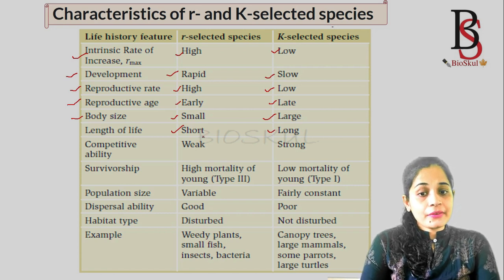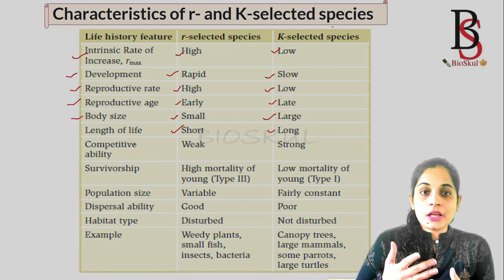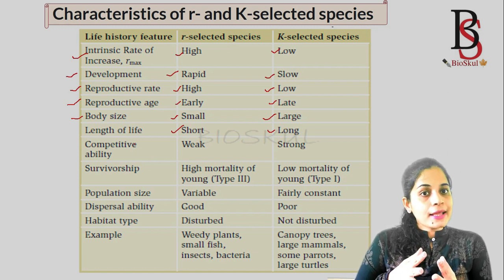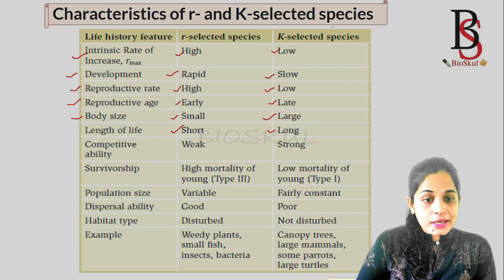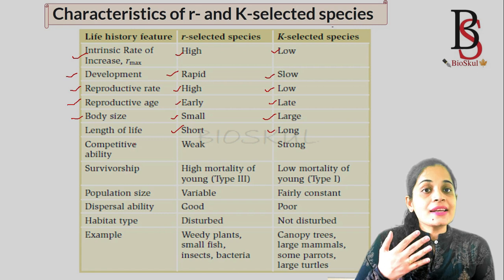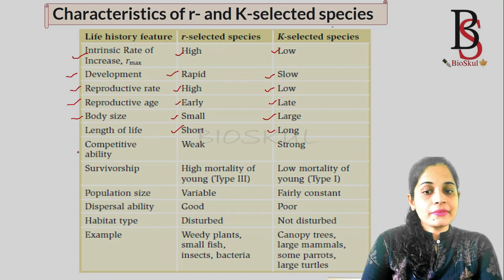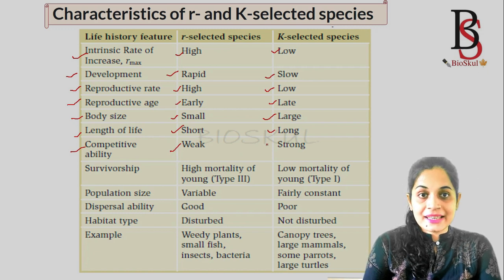Then the competitive ability. We know that the R selected species are mostly opportunistic and their competitive ability is weak, whereas K selected species are the competitors and they have high power and very strong competitive ability. So the competitive ability is weak in R selected species, whereas it is strong in K selected species.